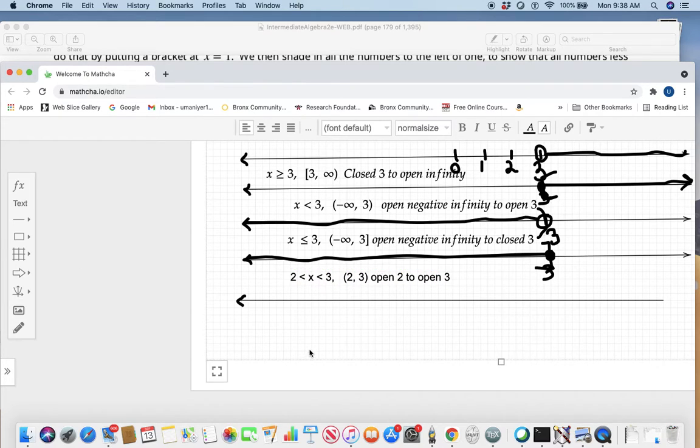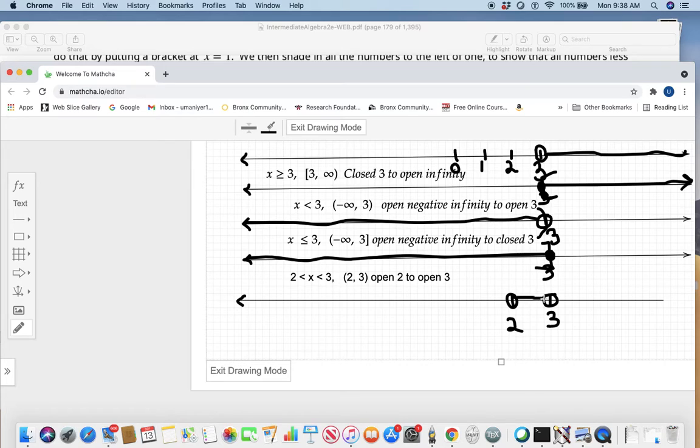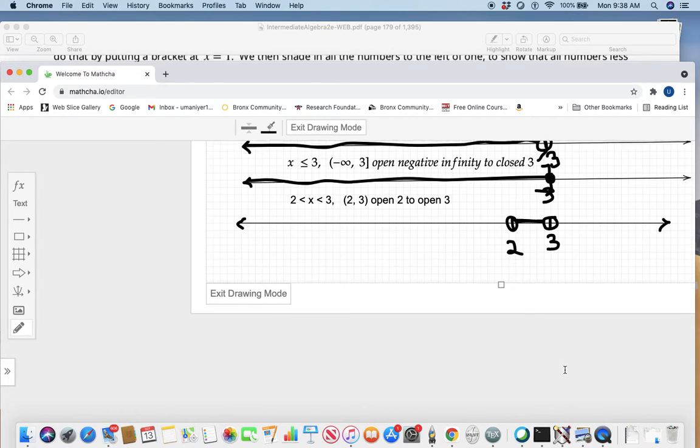What do we do here? Well, here is 2, here is 3, open 2 and open 3, and fill in between. All right, so no infinities to worry about.